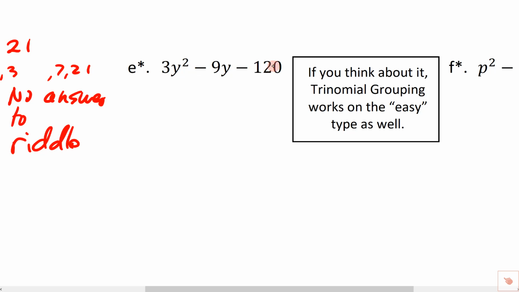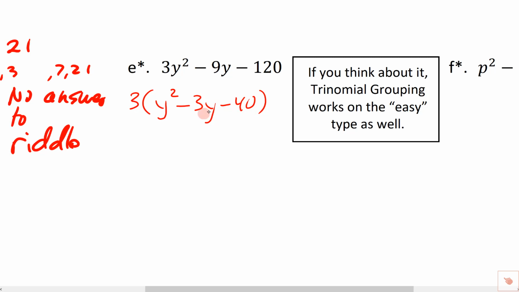The fact that this is such a big number kind of clues us in that maybe we ought to pull out a GCF and see if we can make this smaller. So here's what we're going to do. We're going to take out a 3. We're left with a y squared, we're left with a 3y, and then we took out a 3, so that's still going to be negative. 120 divided by 3 is 40, okay?